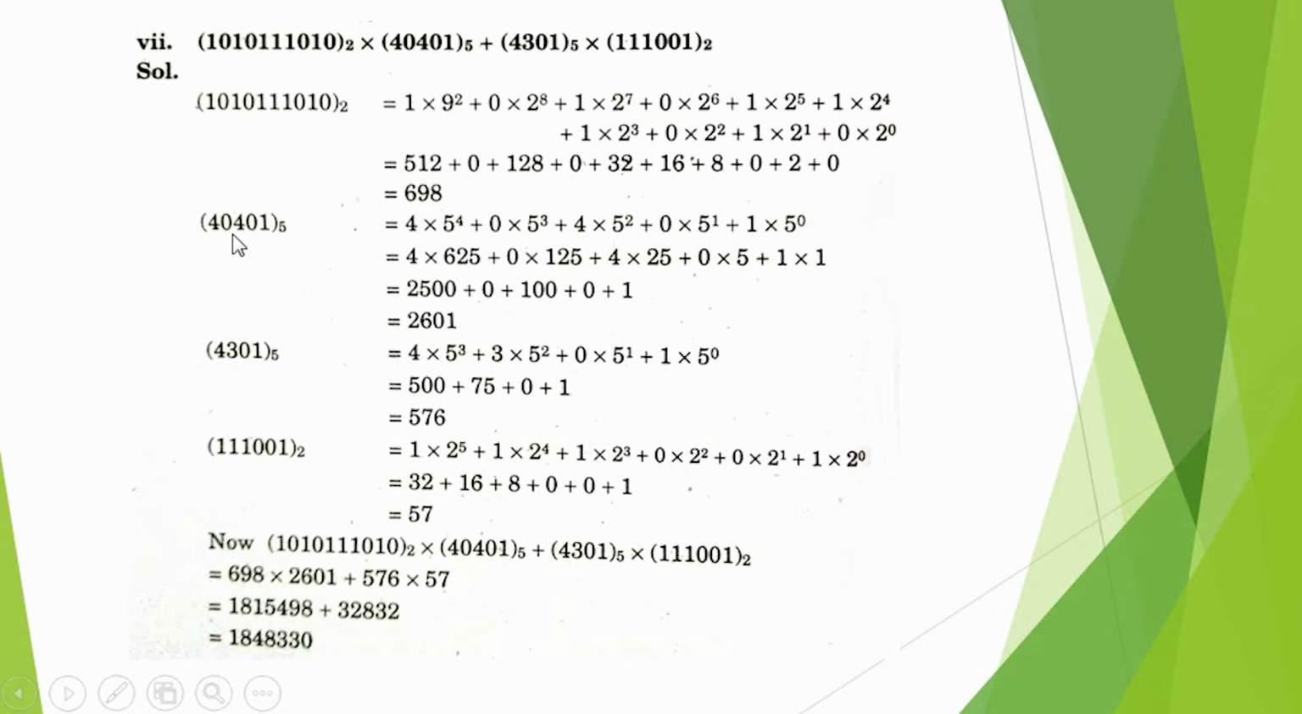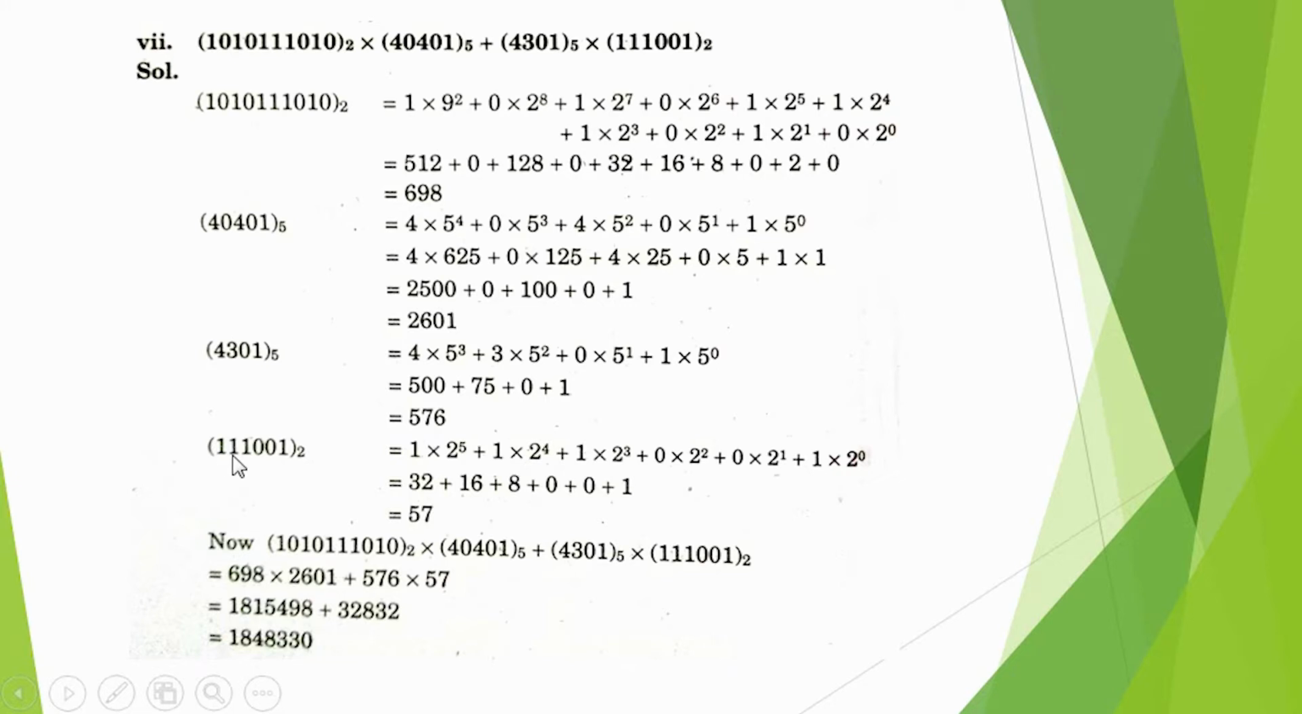40401 multiply with their base: 4 multiply 5, 0 multiply 5, 4 multiply 5, 0 multiply 5, 1 multiply 5, powers 0, 1, 2, 3, 4. Now we multiply these values: 4 multiply 625, 0 multiply 125, 4 multiply 25, 0 multiply 5 and 1 multiply 1. Now we add these values: 2500 plus 100 plus 1, 2601.